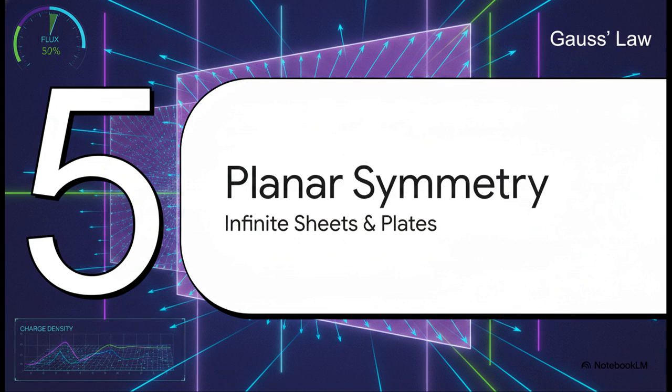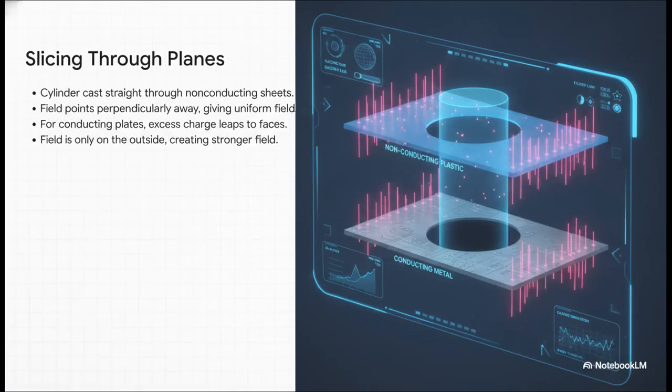Level 5, the power of planar symmetry for infinite sheets and plates. The crucial trick here is how we slice right through the plane. Whether we are dealing with an infinite non-conducting sheet, like a giant piece of charged plastic, or a conducting metal plate, we just cast a cylindrical Gaussian surface straight through it. For the non-conducting sheet, the field points perpendicularly away from both sides, which gives us a magically uniform field of sigma over 2 epsilon naught.